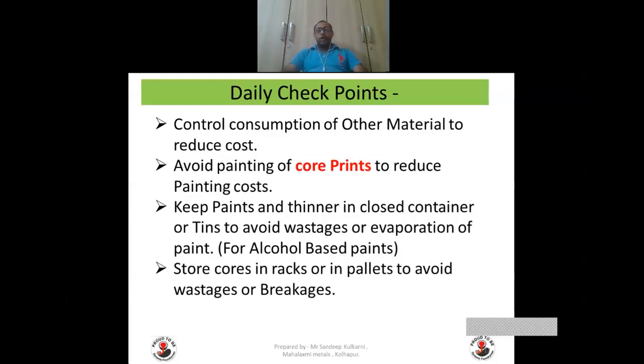Control consumption of other material to reduce cost. Avoid painting of core prints to reduce painting cost. Keep paints and thinner in closed containers or tins to avoid wastages or evaporation of paint, especially for alcohol-based paints. Store cores in rack or in pallet to avoid wastages or breakages.